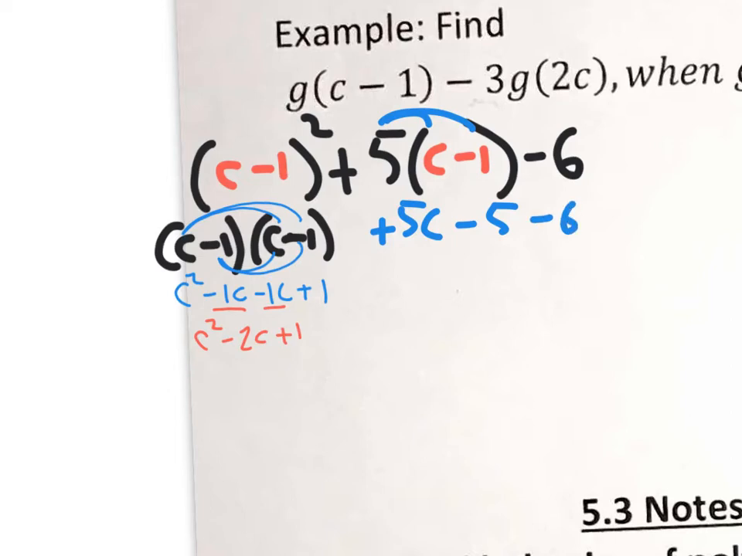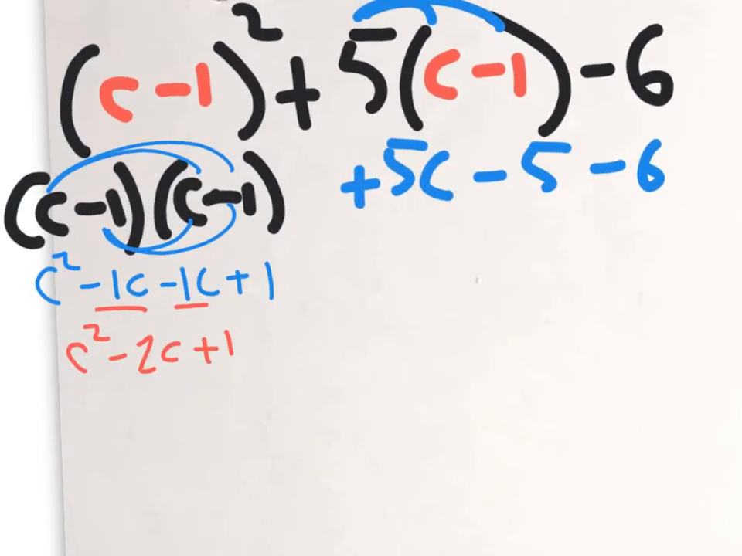Okay? Now, what I want to do now is simply move everything down right next to this other quadratic trinomial and simplify it. So I have plus 5c minus 5 minus 6. All I did was take the 5c and move it down, the negative 5 and the negative 6. Now let's combine like terms.